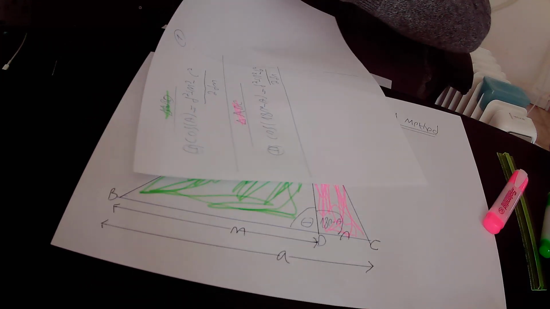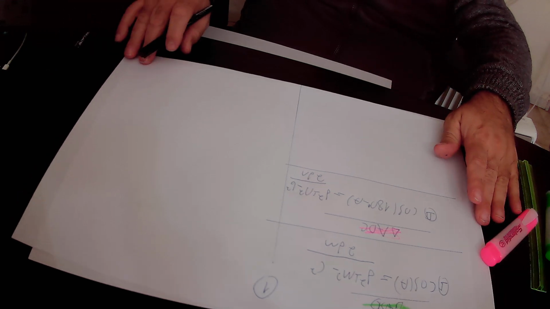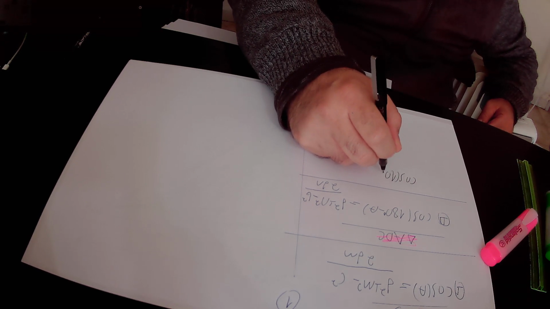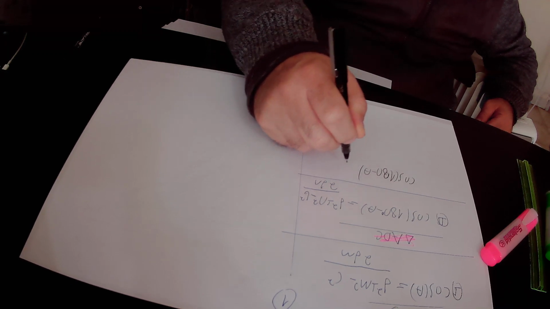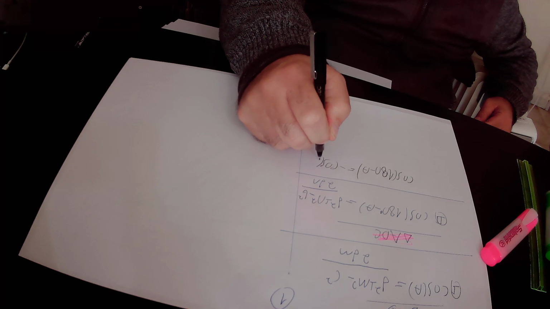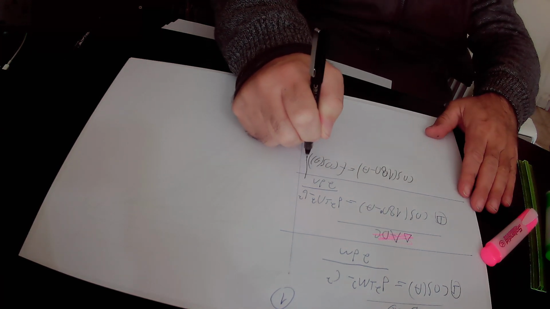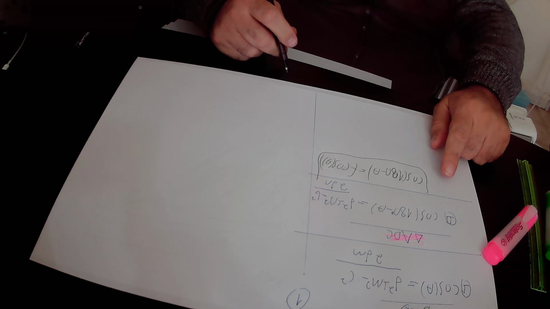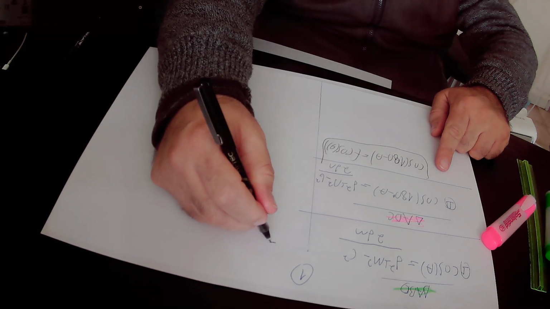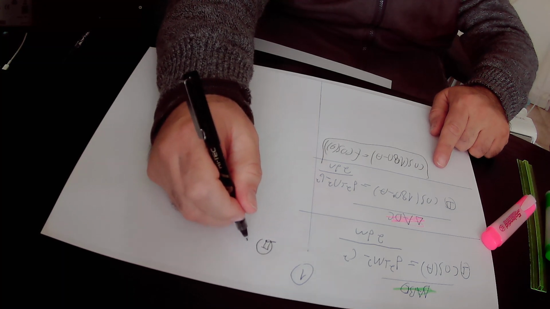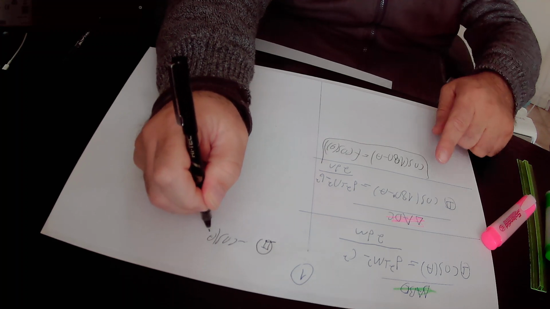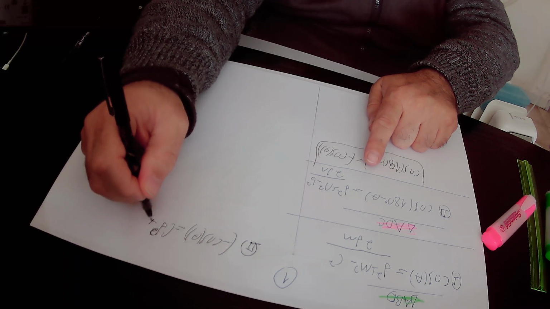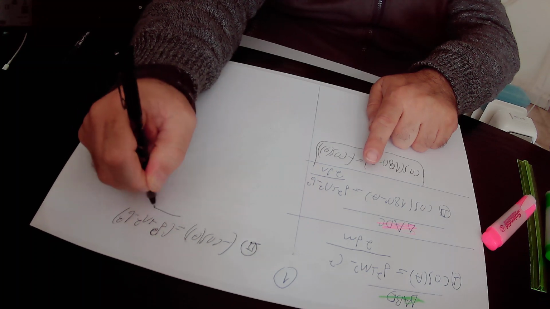We have the trigonometric identity that states that cosine 180 degrees minus theta equals minus cosine theta. So according to this trigonometric identity, we'll get that in equation number 2, cosine 180 degrees minus theta equals minus cosine theta, and it equals d square plus n square minus b square over 2 times d times n.